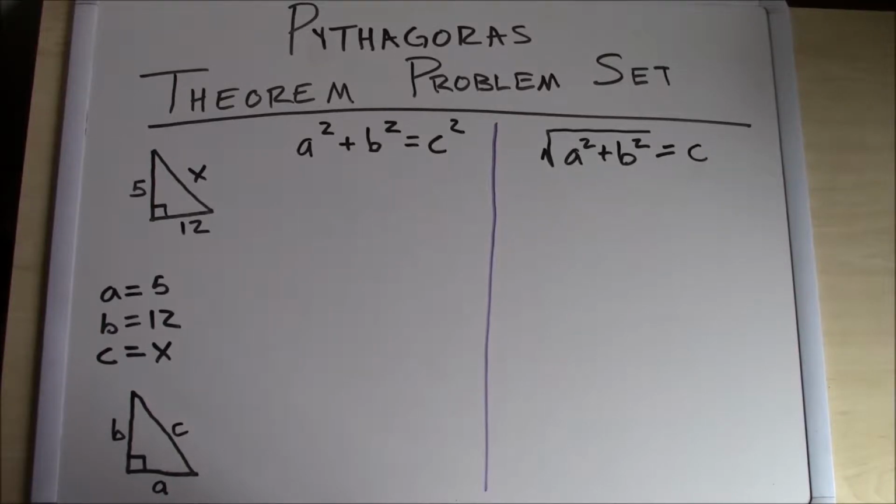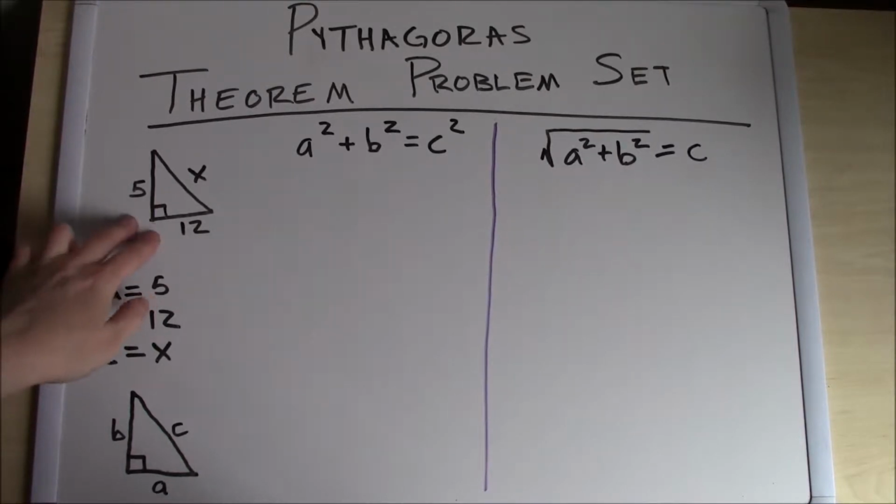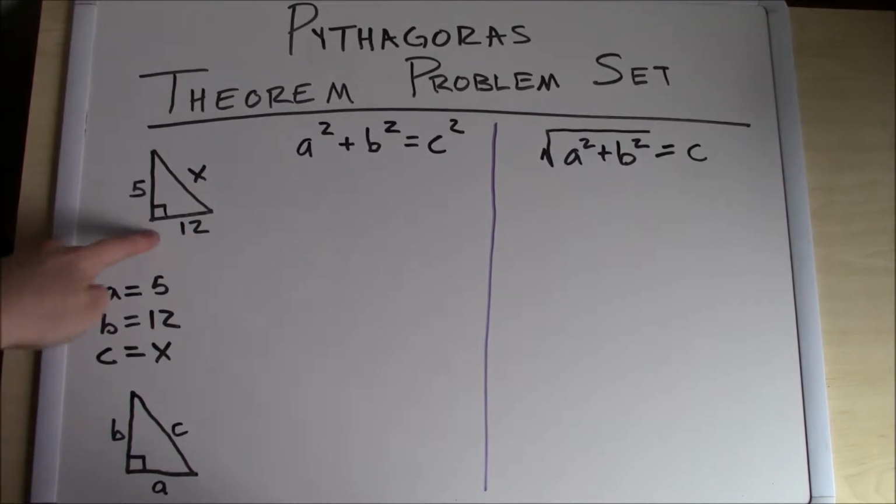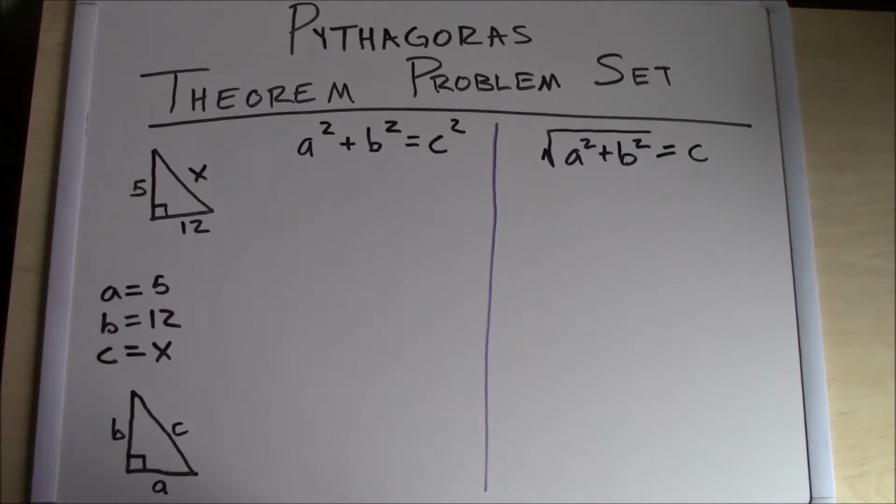Pythagoras Theorem problem set. So here's our first problem. We have a right triangle and two sides. We're going to need to find the missing side, which is x. That's going to be our variable. You can see we got a little outlet here. So we know a equals 5, b equals 12, c equals x, and we need to find the variable x.